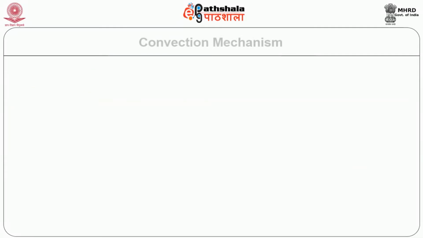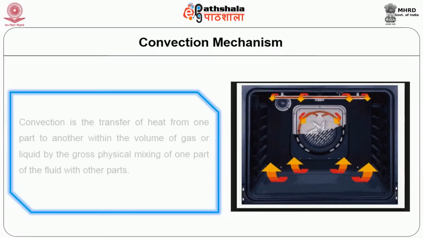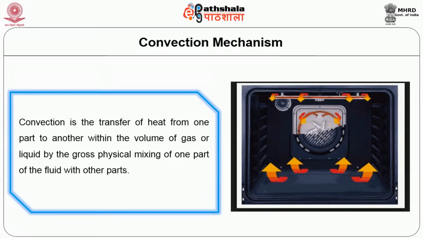Let us discuss the convection mechanism that takes place in ovens. Convection is the transfer of heat from one part to another within the volume of a gas or liquid by the gross physical mixing of one part of the fluid with the other part. In the oven chamber, molecules of air, gases, water vapor or combustion gases heated by whatever means circulate throughout the oven, constantly mixing with the other gases and transferring heat by conduction when they come in contact with solid surfaces.